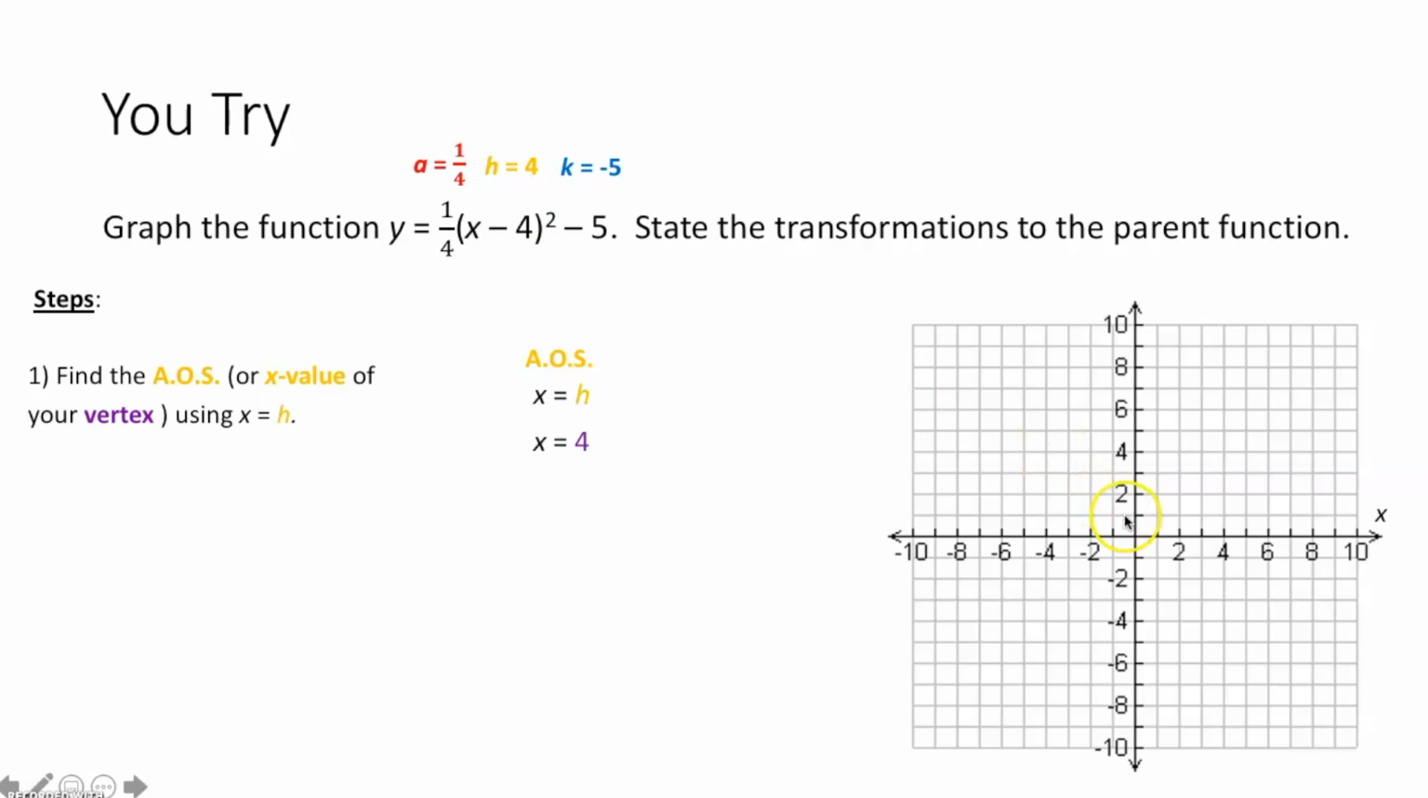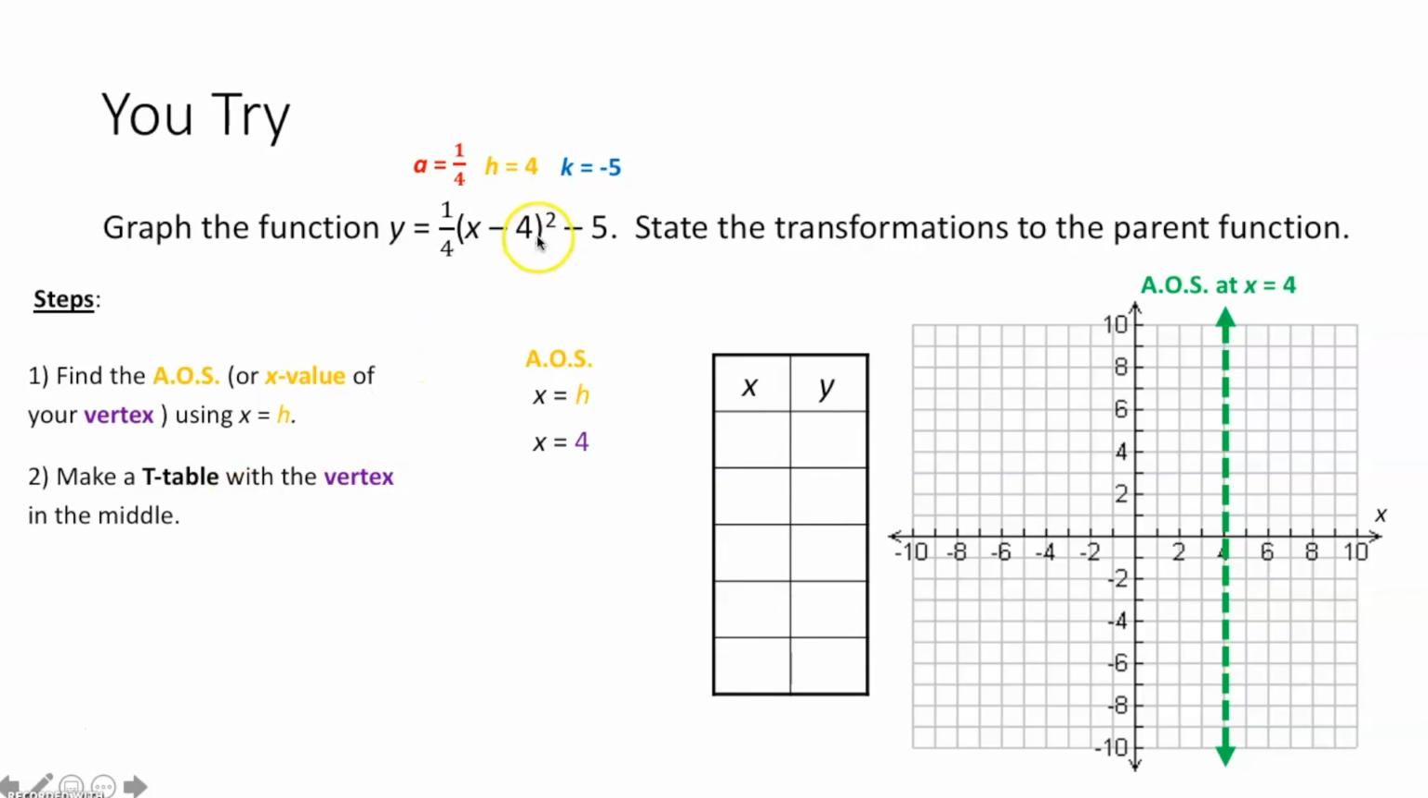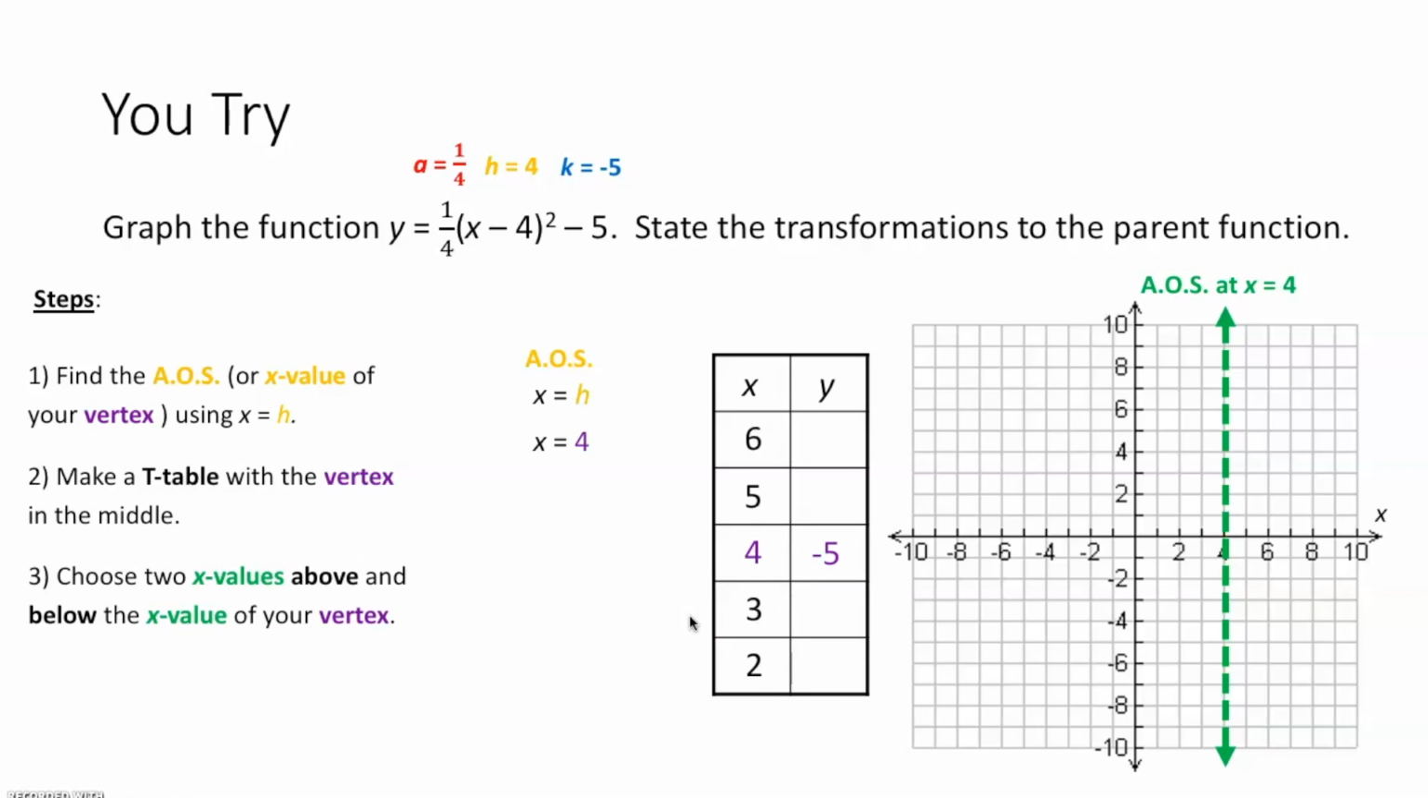So we go over to our graph at x equals 4. We put a vertical line. That's our axis of symmetry. That should cut our parabola in half. Good way to check our work. We then make a t-table and put our vertex in the middle. So what's our vertex? h, k, 4, -5. So we put that in the middle of our t-table. We then pick 2 x values above 4 and 2 x values below 4, and then we are going to plug them into this particular function to get the y values that go with them.